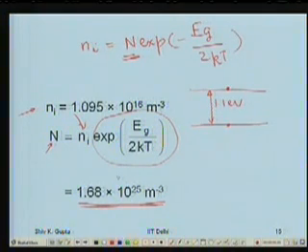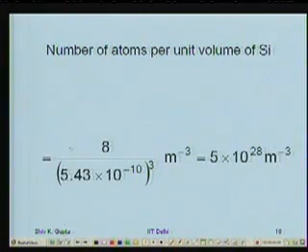What fraction is this of the total number of electrons available in the valence band? Okay, let's look at that. The number of atoms per unit volume of silicon is easy to find out. In a unit cell there are 8, the effective number is 8. Try to work it out now. And the lattice parameter of the diamond cubic silicon is 5.43 angstrom. The volume is (5.43 times 10 to the power minus 10) cubed meter. So per cubic meter I have so many silicon atoms, 5 times 10 to the power 28.